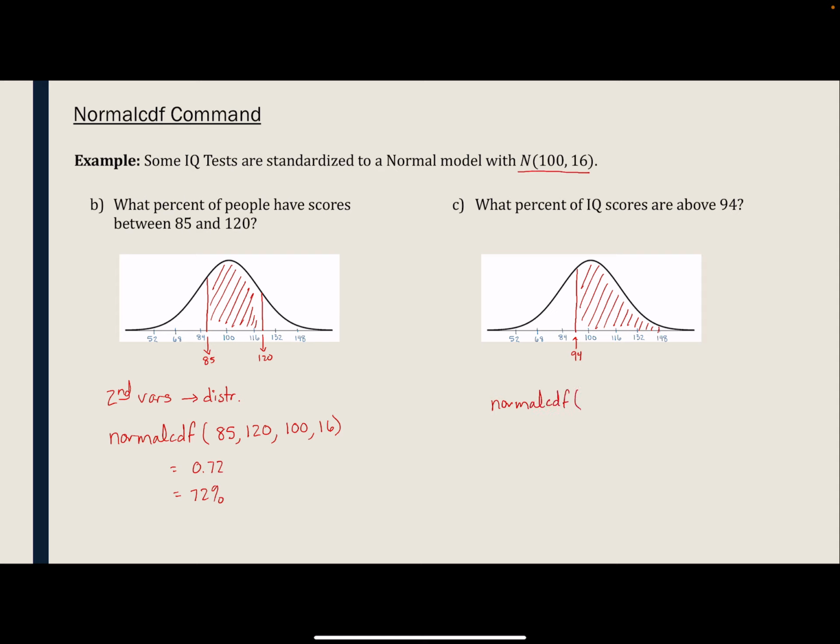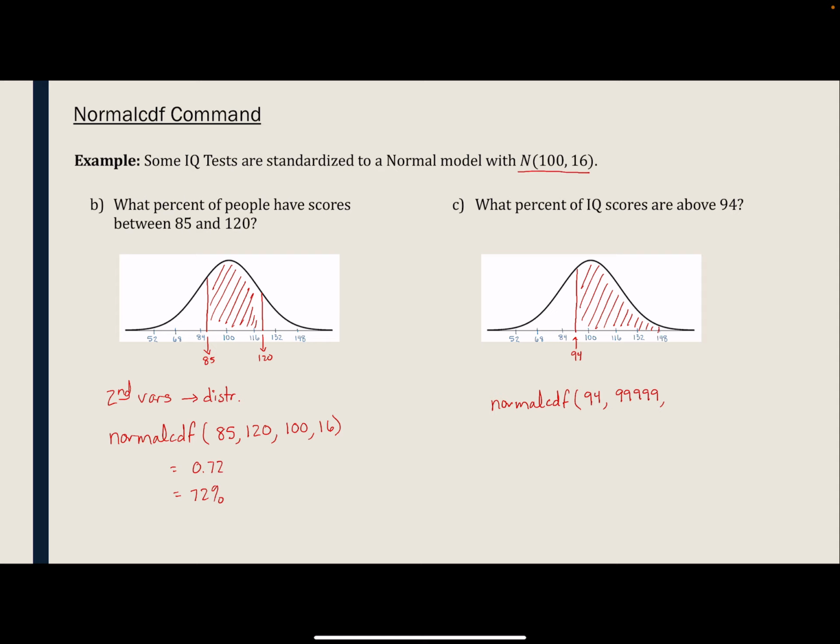In this case, when we look at our area, the lower is 94 and the upper is infinity. And again, I'm not going to try to type in that 1E99. I'm just going to do a bunch of nines. Seriously, sometimes I have 4 nines, sometimes I have 5, sometimes I have 6. I just type some nines.